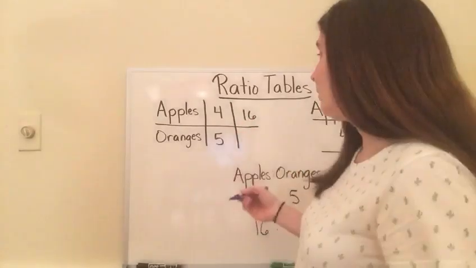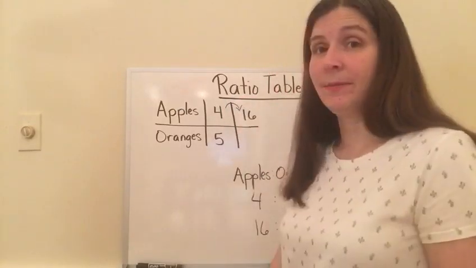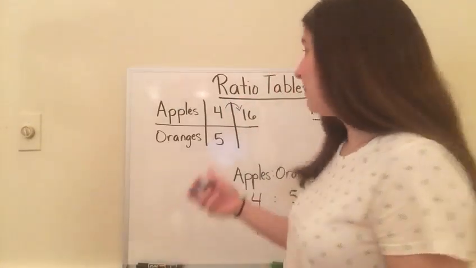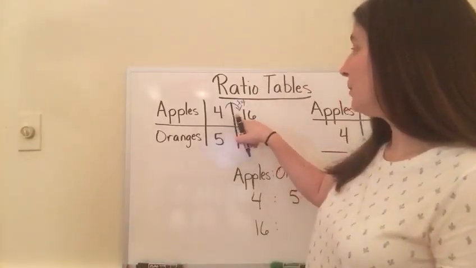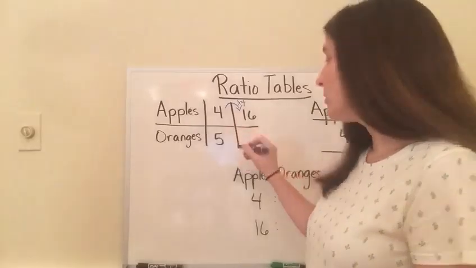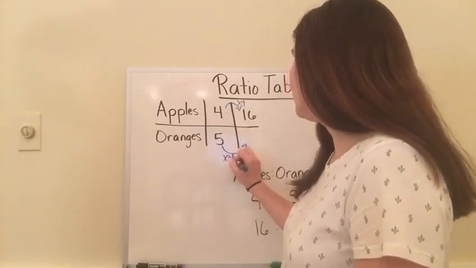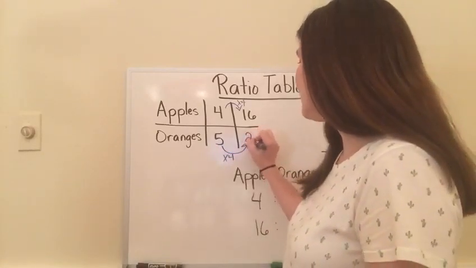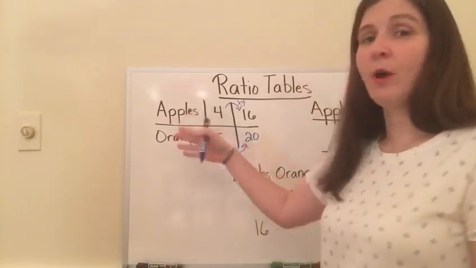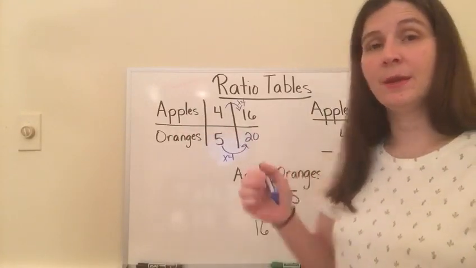So if they tell us that we have 16 apples and we don't know how many oranges there are, now we can look at our table and say, how do I travel from 4 to 16? I do that by multiplying by 4. So if I multiply the top number by 4, I'm also going to multiply this bottom number times 4. And we all know that 5 times 4 equals 20. So with our horizontal table, we've shown that we have 20 oranges.